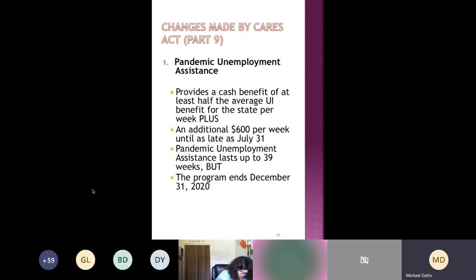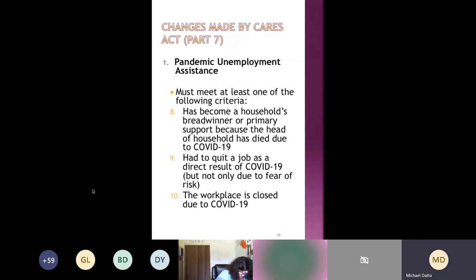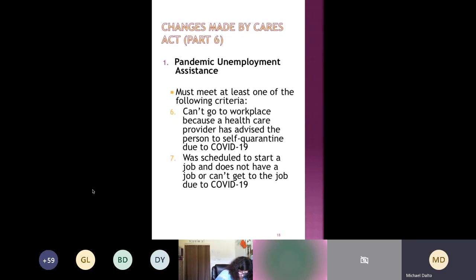Okay, and next question. This is another one from Rachel. I think the first part you already answered, but the second part is about orientation. She wants to know if you were supposed to start at McDonald's and went through orientation, but were then told that you cannot start because of COVID-19 and lobby being closed, can you qualify? I would say yes. I would say that one met criterion number 7, that you're scheduled to start a job and you do not have a job or can't get to the job due to COVID-19. So I'd say yes, most likely person should file a claim.